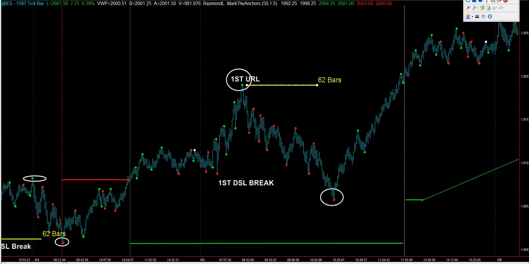Which says once the URL is broken by one close, that happens over here. Okay, here's the URL. The level is there, it's closed. We mark the lowest low between the bar that makes the URL and the bar that breaks the URL. So this is the bar that makes the URL, this is the bar that breaks, this is the lowest point. That is our new step.